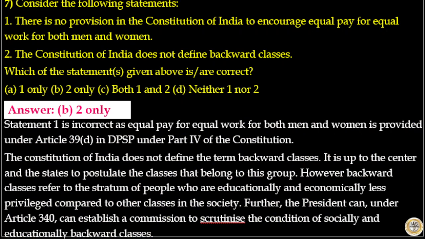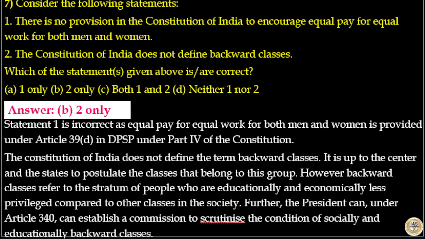The answer to this question is option B. Statement 2 only is correct. Statement 1 is incorrect as equal pay for equal work for both men and women is provided under Article 39, Subclause D in DPSP under Part 4 of the Constitution. The Constitution of India does not define the term backward classes. So, statement 2 is correct.